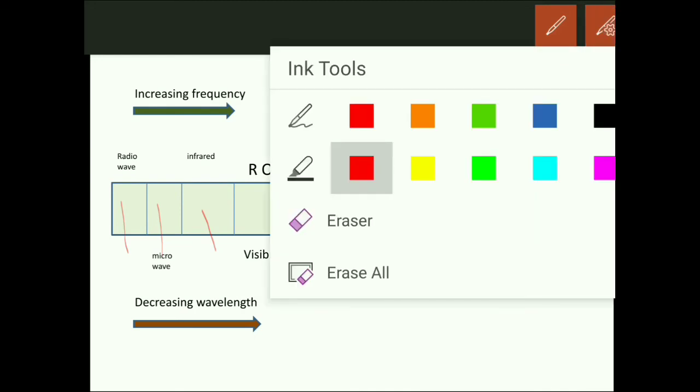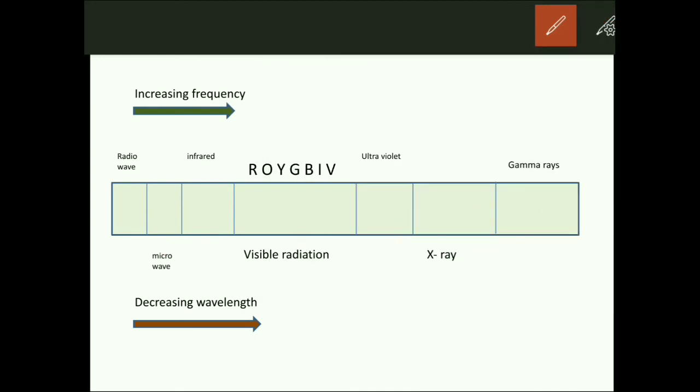Now what type of question comes from here? I'm just giving sample questions. Consider you have infrared, ultraviolet and gamma radiation. Arrange these rays in increasing frequency. What will you do? Infrared, ultraviolet and gamma. You will write the answer like this, of course in full words. So the answer in increasing frequency: infrared, ultraviolet and gamma.